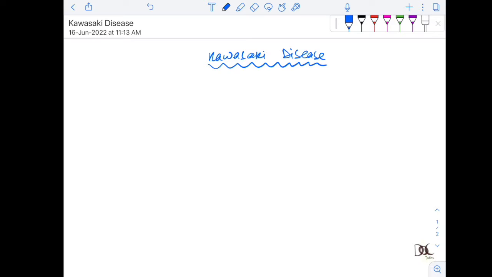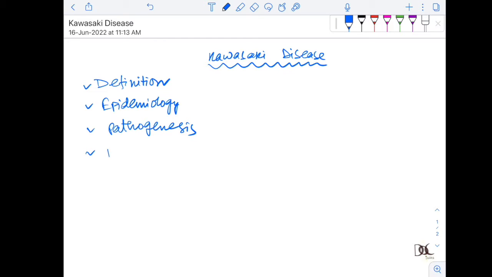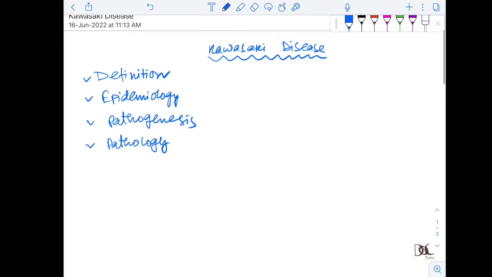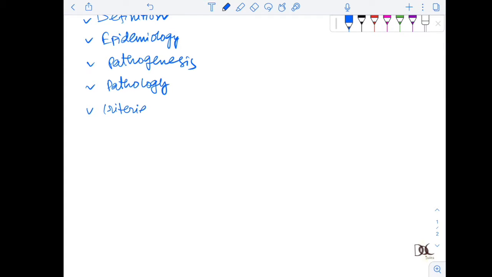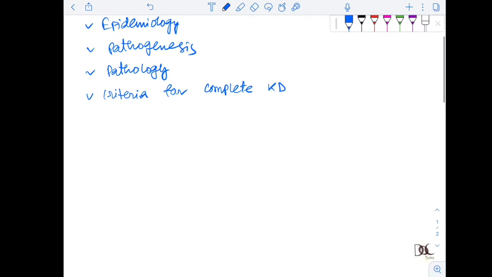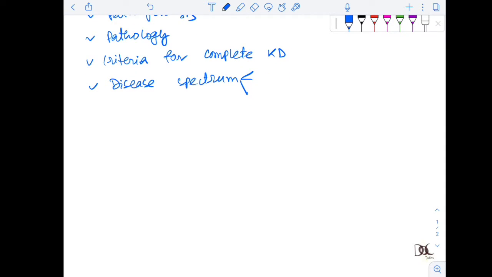How will we read the disease? We'll divide the disease into the definition of it, the epidemiology, the pathogenesis, the pathology of the disease, the criteria for complete KD. For further discussion, we'll mention the Kawasaki disease as KD. And the disease spectrum spanned over acute, subacute, and convalescent phase. We'll discuss this later, and the other organ involvement that we'll also read.